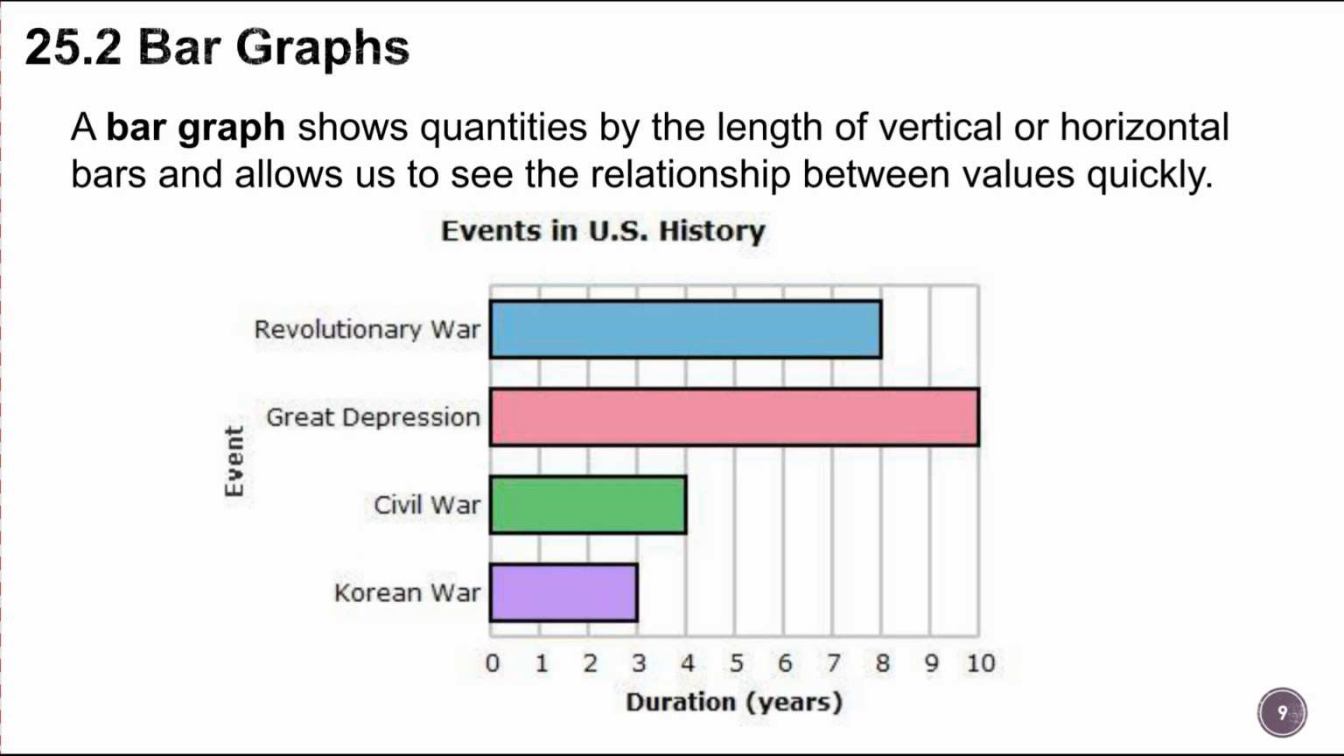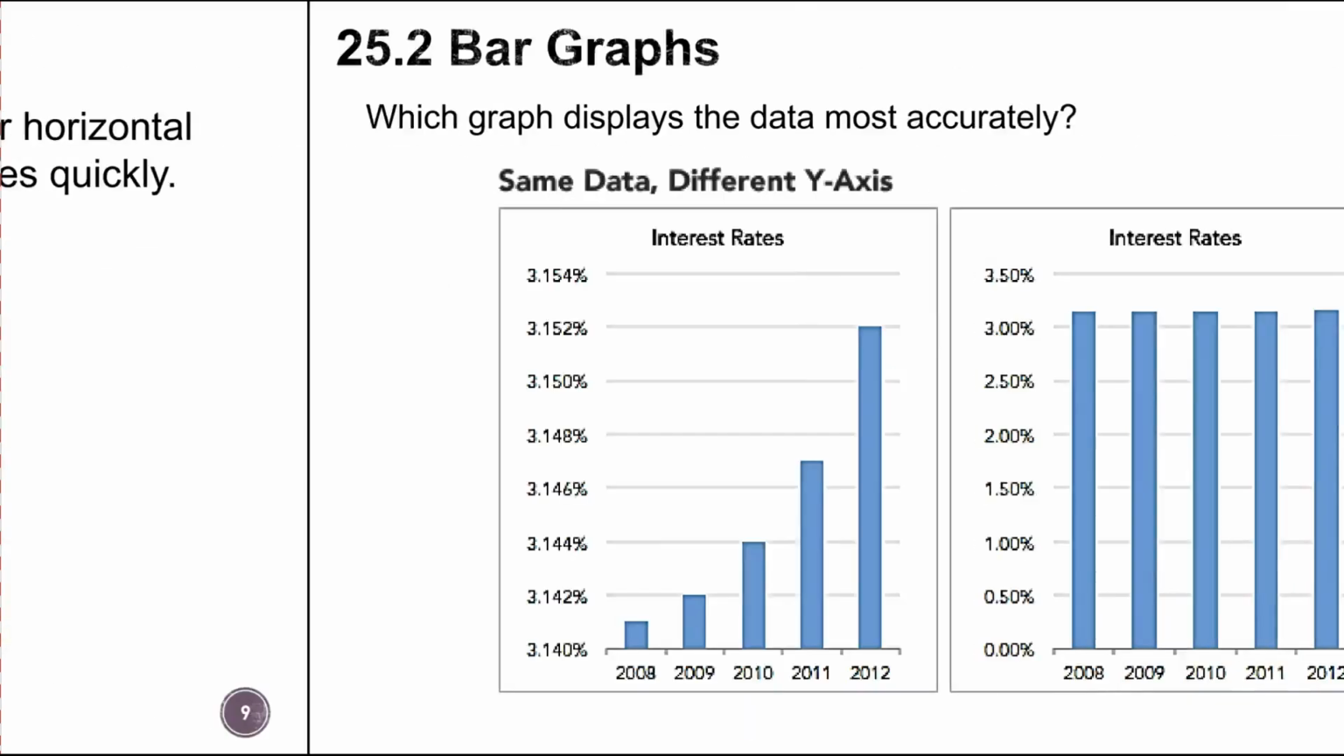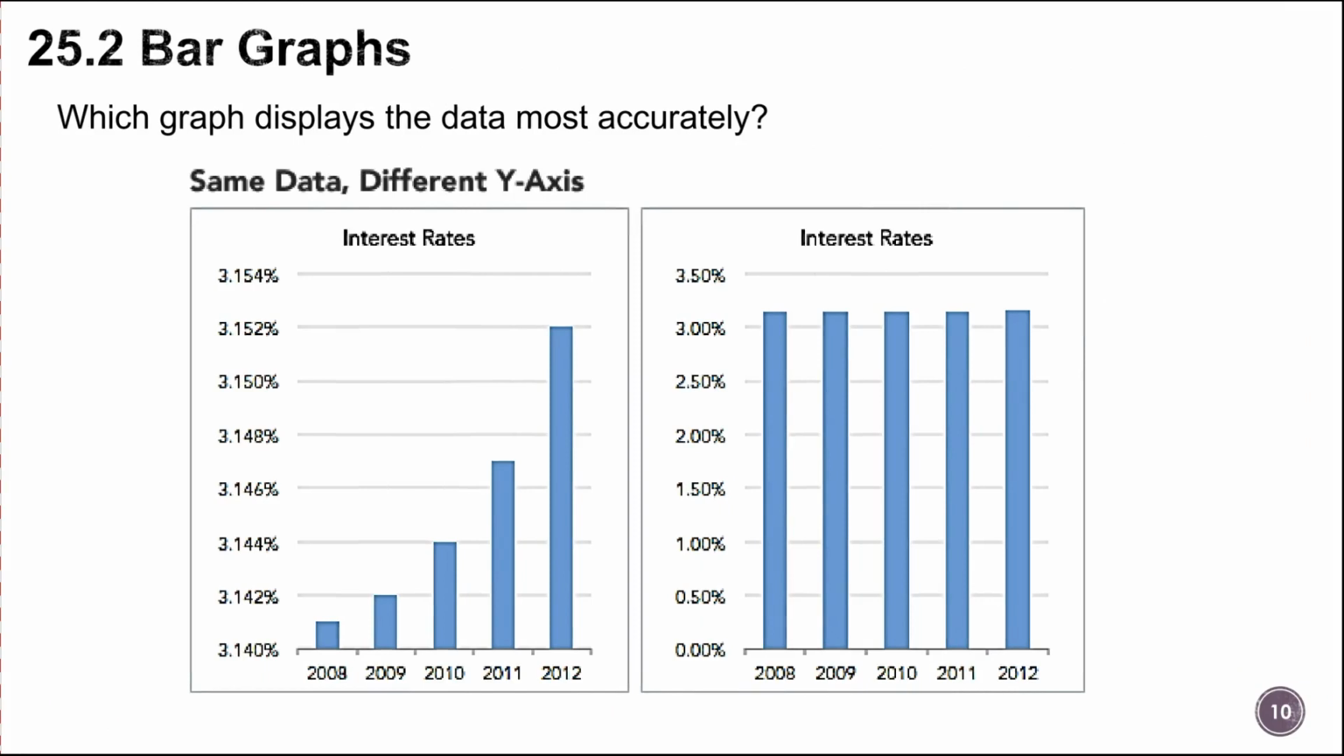We've already got the time along the horizontal axis, right? This was the duration in years. And so it's easy to read that the Korean War was 3 years, the Civil War was 4 years, and so on. This one is a horizontal bar graph, and it can be vertical or horizontal. These two are vertical bar graphs.